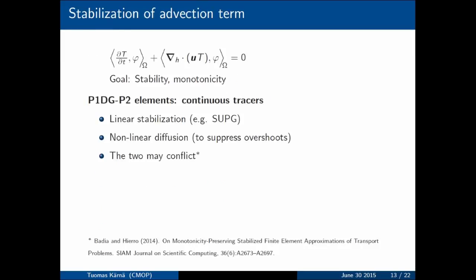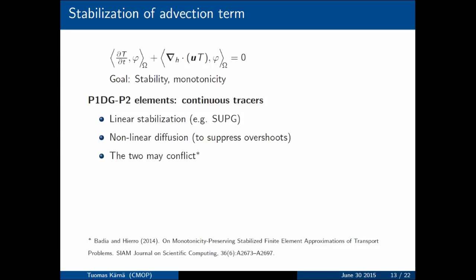So a bit more about the advection. This is an Eulerian method, obviously. So the advection term needs to be stabilized somehow. If, in the first case, you have continuous traces in the horizontal, you need some sort of linear stabilization, like SUPG. But you will get overshoots because you have high advection and strong gradients. So you need to add some sort of nonlinear diffusion there. And the difficulty with this is that these two methods may be in conflict with each other.